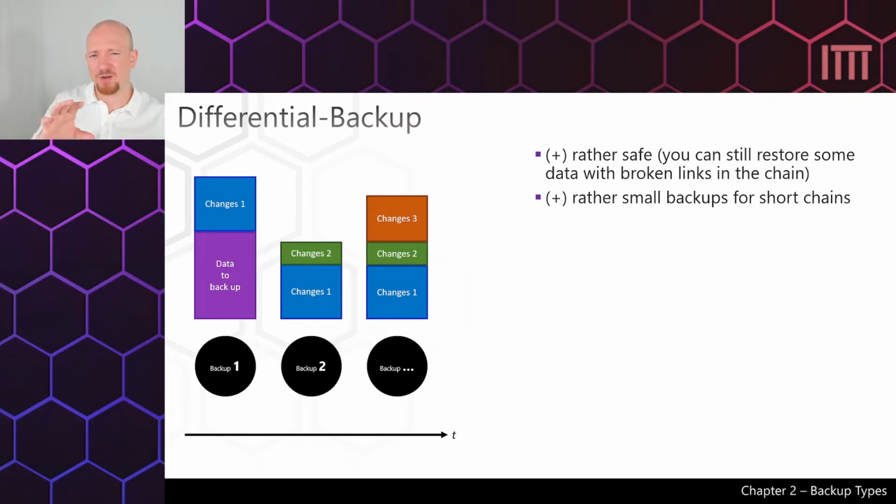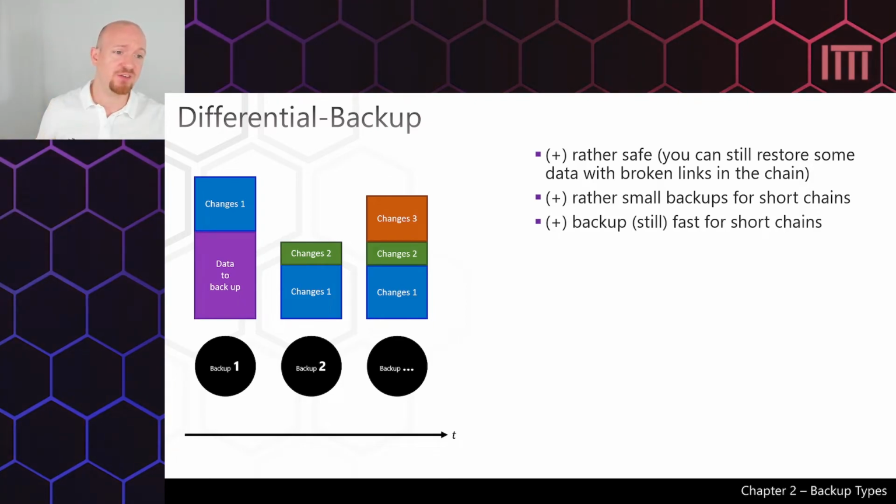The backups are still rather small for shorter chains. For example, if your chain consists of a full backup every week and a differential backup in between, the backup files are still rather small, except if your customer has a huge amount of changes in his data between each backup. Then they also get large, but that would be the case with every type of backup. The backups are still pretty fast for short chains, but they are rather slow to restore, at least slower than restoring data from a full backup.